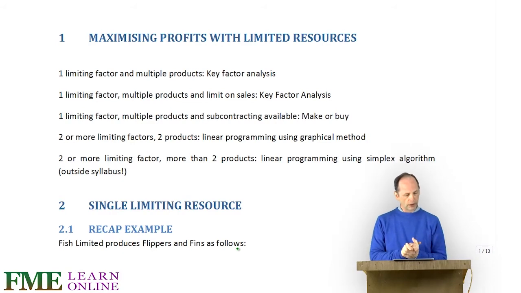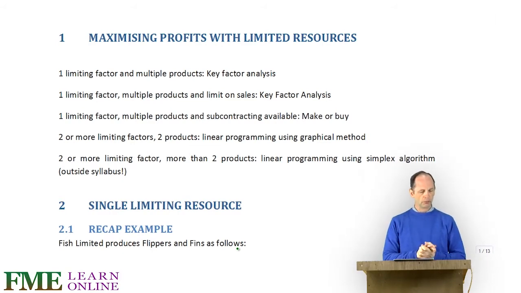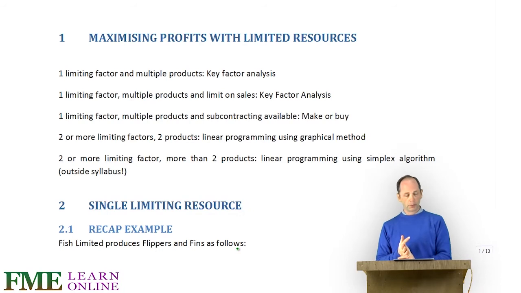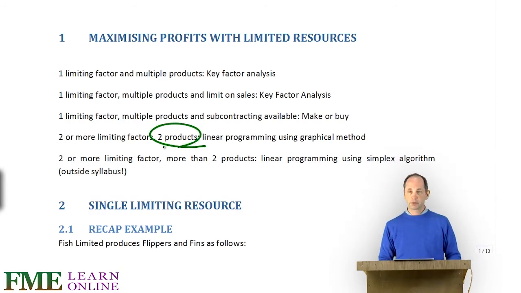If there's one limiting factor but multiple products and we could subcontract, then we have the make or buy decision to make. If there's 2 or more limiting factors, so we've got material and labour and machine hours maybe all restricted for what we want to do, and only 2 products, notice just the 2 products, then we can do linear programming using what we're going to do, which is a graphical method, using a little graph.